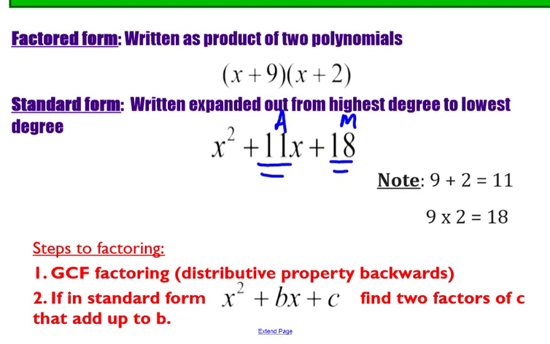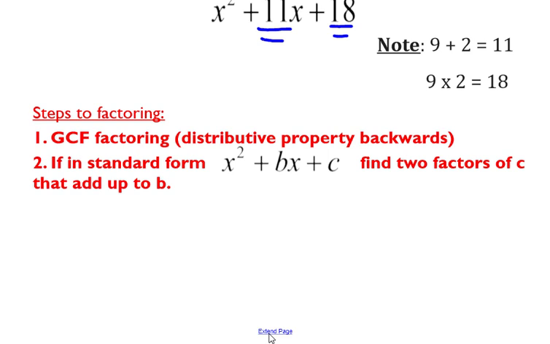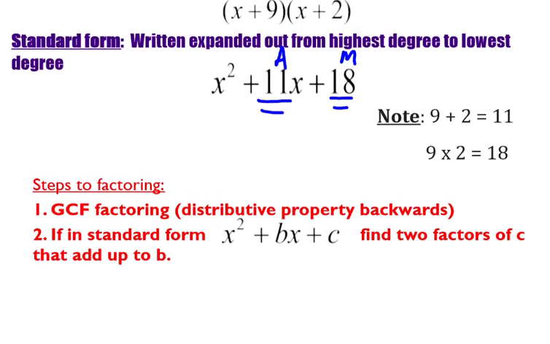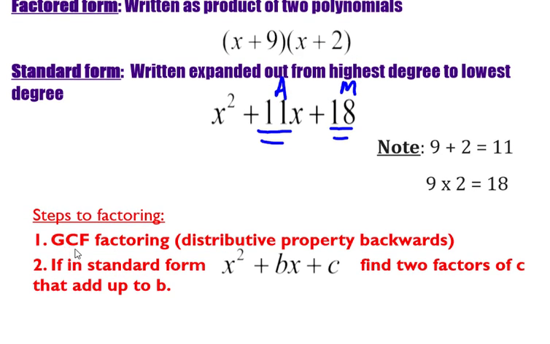When we're doing problems with factoring, the two steps are as follows. Step number 1 is going to be to do greatest common factor factoring first. That's why we reviewed it in a prior lesson. That's doing the distributive property backward. You need to divide out any common factors. That's kind of like simplifying the problem before you start.